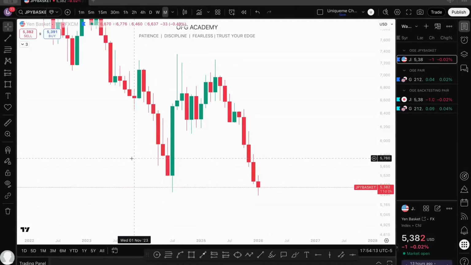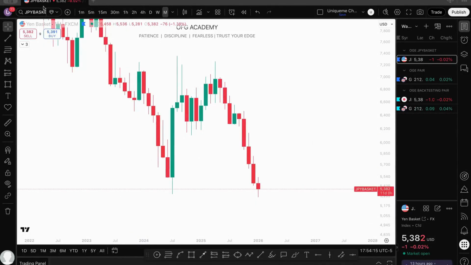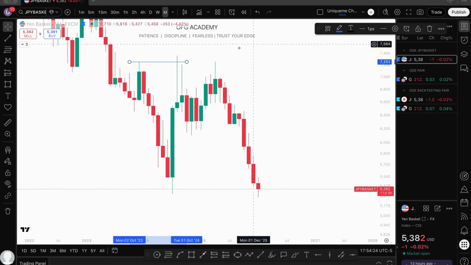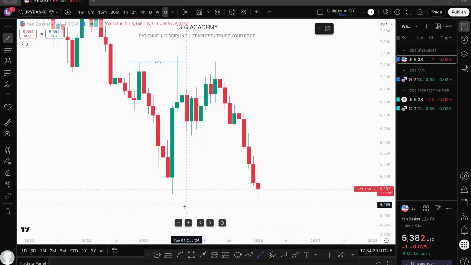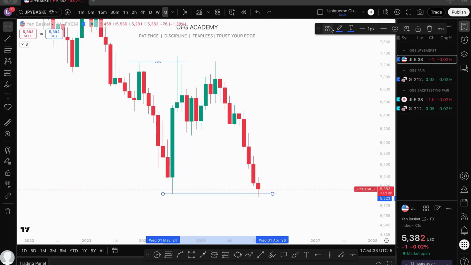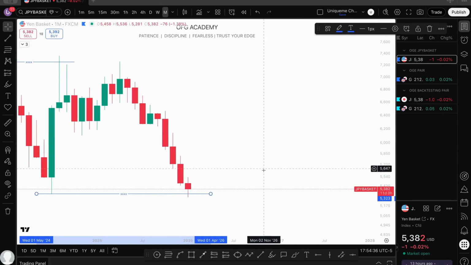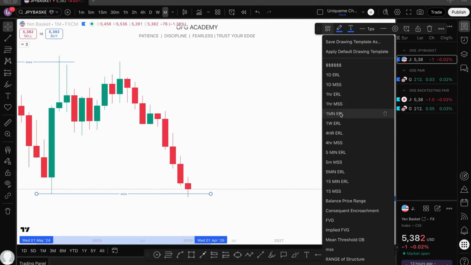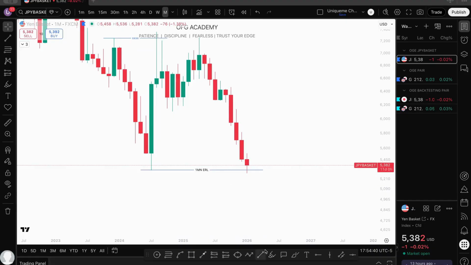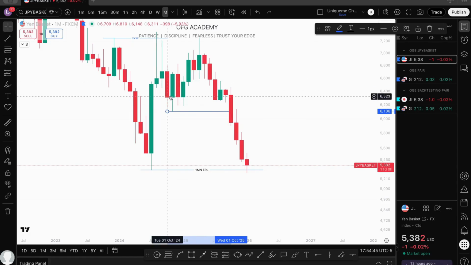Back to my channel. So we're starting our analysis from the monthly time frame for JPY basket to tell us what JPY wants to do for the week. Now I have a sweep of liquidity. Liquidity was being swept above here, and I also have another sweep of liquidity below, right? I'll call that external range liquidity on the 1 month time frame, and I have another external range liquidity with a failed swing point.